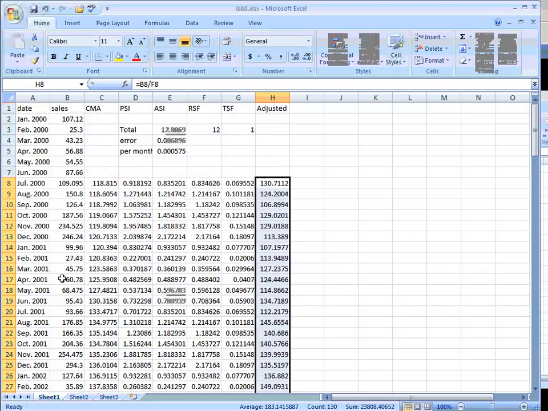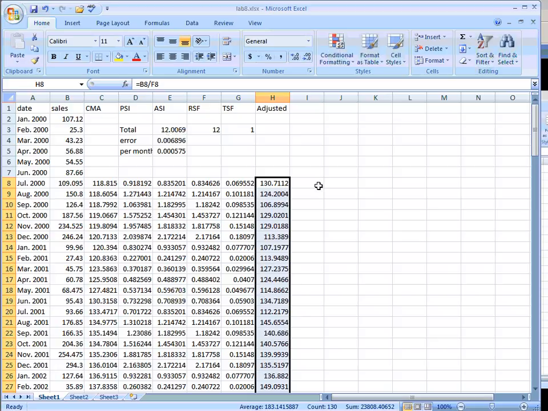Note that the December sales, 246, went down. That's because we expect abnormally high sales in December, so we seasonally adjust down, where July went up. We expect abnormally low sales in July, so it goes up.